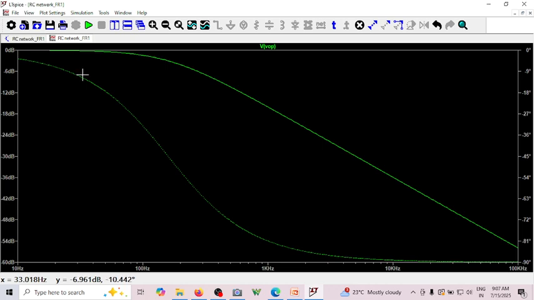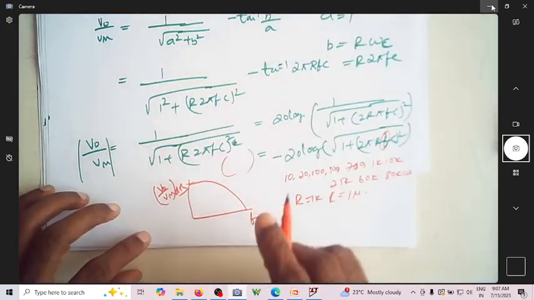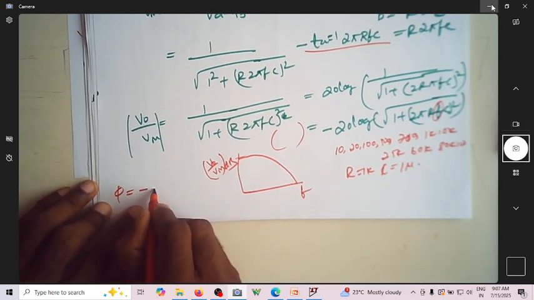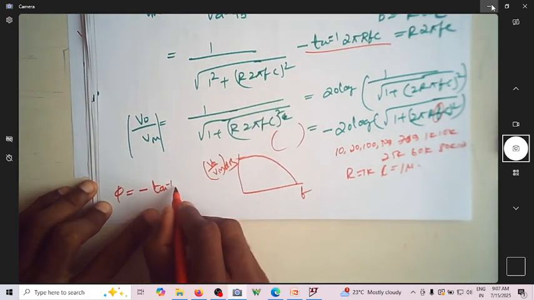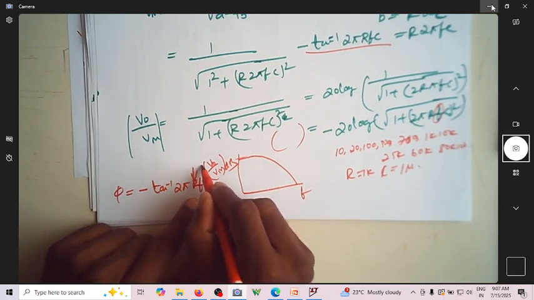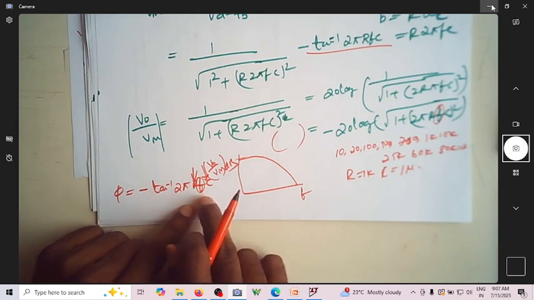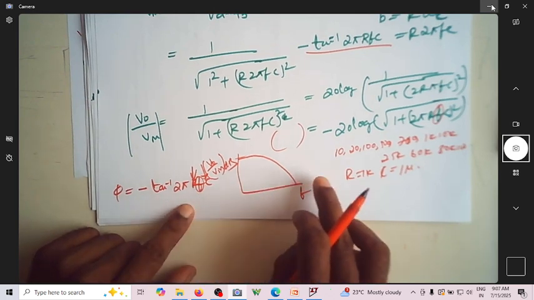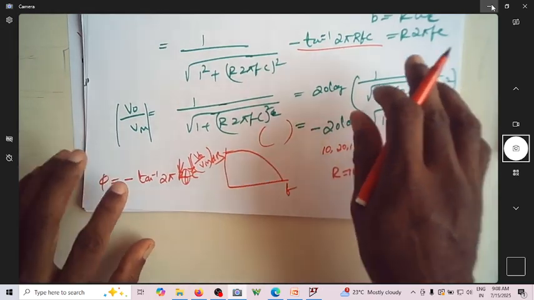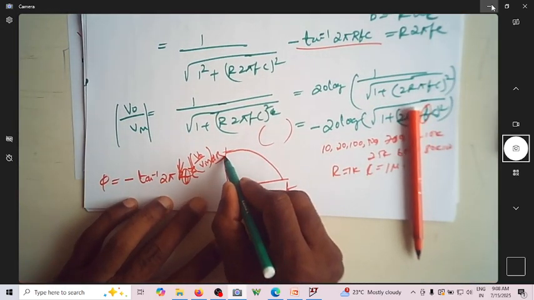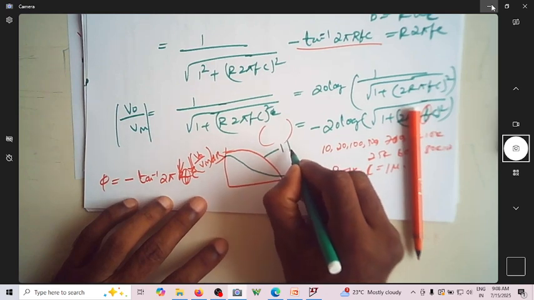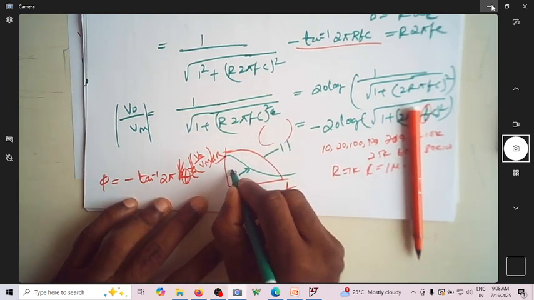And how about the phase? Phase is minus tan inverse of 2 pi R F C. Here also R is known, C is known. Keep on giving different values of F, and you will get different phase. So you will get a phase which keeps going like this. So this is the magnitude plot, this is the phase plot.